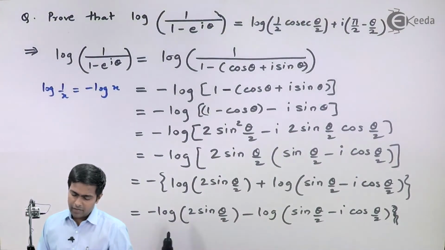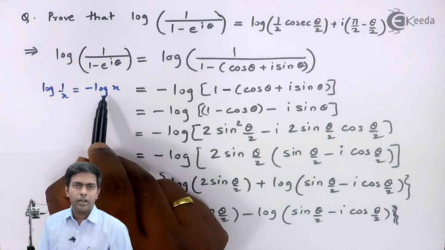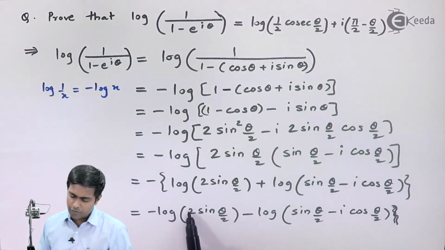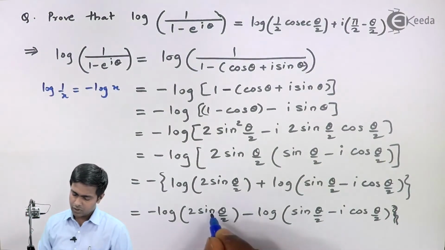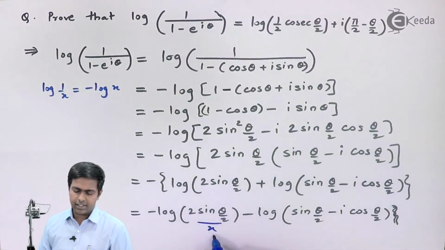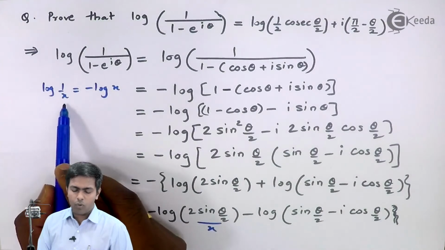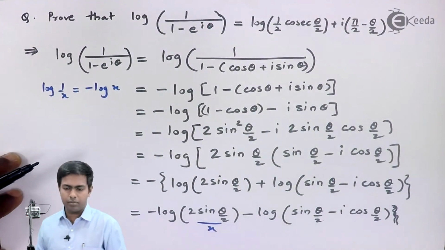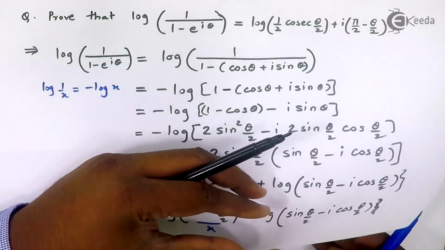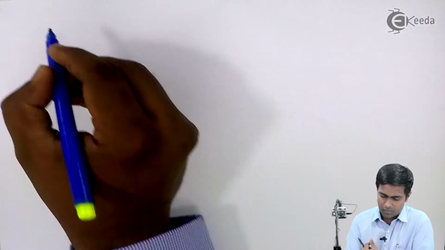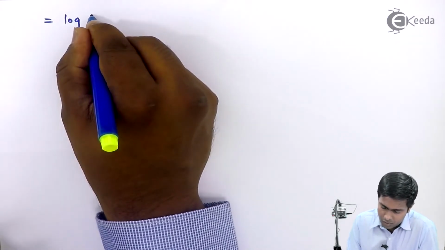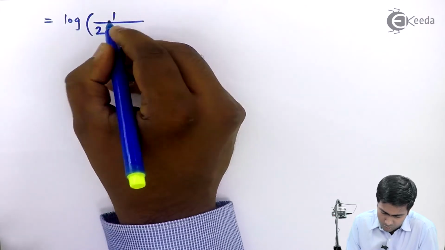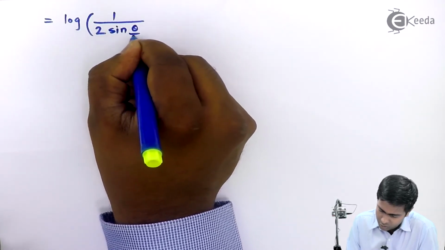So here I will again apply the same formula. If you see, it is minus log of 2 sin theta by 2. I'll consider this as x. So if it is x, then minus log x, I can write as log of 1 by x. So this term will become log of 1 by 2 sin theta by 2.